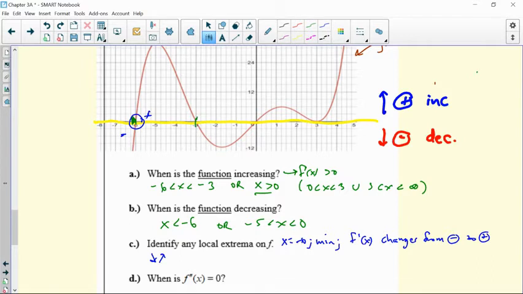Now, are there other places where it changes from negative to positive? Yes, there's one, right at 0. At 0 we went from below the x-axis to above the x-axis, negative to positive. So it's a minimum, and I could say x equals 0 is another minimum. And remember, when I say minimum, it's a relative minimum, could be global, but it's relative. It's just identifying where the function has the minimum. It doesn't say what that minimum is. You'd have to substitute that back into your original function. And I could say f prime changes from negative to positive.